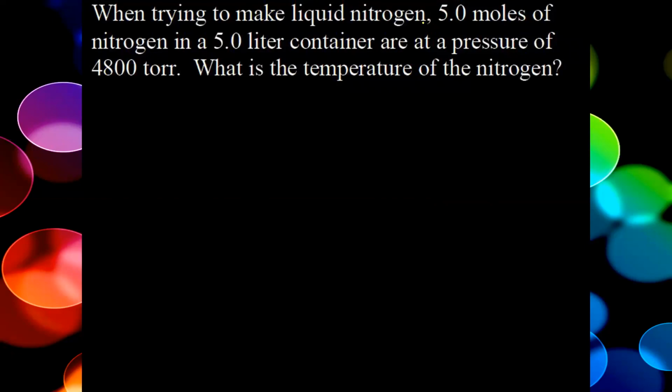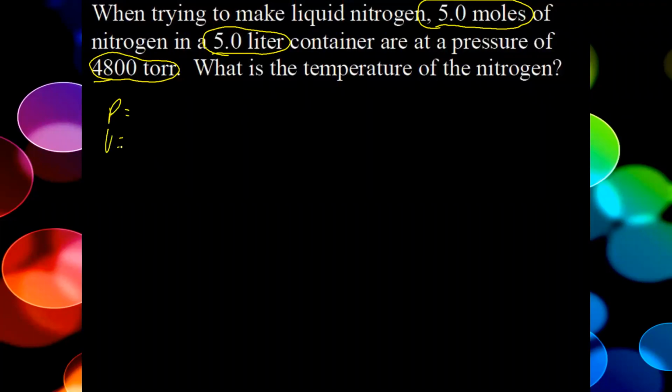And this is the process to make that liquid nitrogen we had fun with last time. To make liquid nitrogen, they took 5 moles of nitrogen in a 5-liter container and they pressurized it to 4,800 torr. Like that's a lot of pressure. 760 is regular pressure. So that's a lot of pressure, like 6 times pressure.